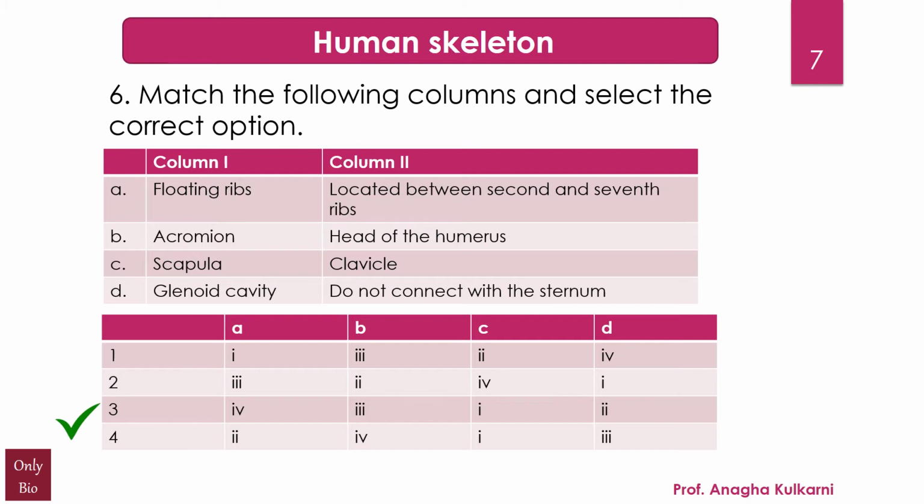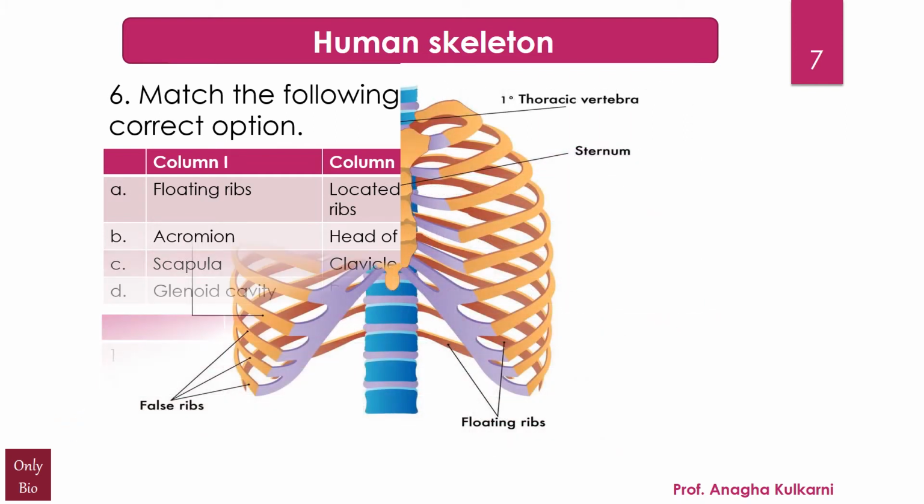Floating ribs do not connect with the sternum. The head of the acromion is going to be at the acromion process. That's at the clavicle region, right? So it's the third one. Then C, that is scapula, is located between the second and the seventh rib. So that's the first. And the glenoid cavity is something which connects with the head of the humerus. Now look on the screen.